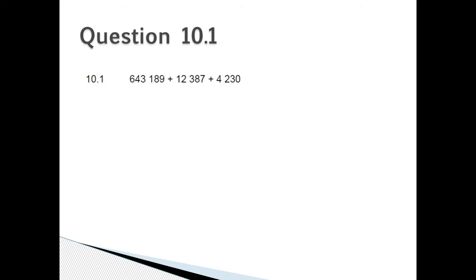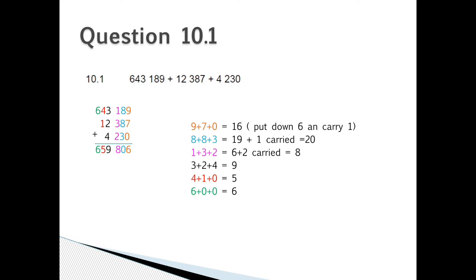643,189 plus 12,387 plus 4,230 is equal to. It works best if you put the numbers one after the other and align the place values. So 9 plus 7 plus 0 is 16. Put down the 6, carry the 1. 8 plus 8 plus 3 is equal to 19, plus the 1 you carried gives you 20. Put down the 0, carry the 2.